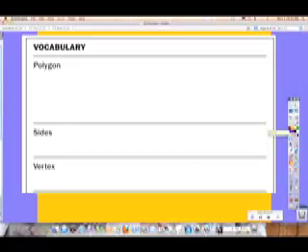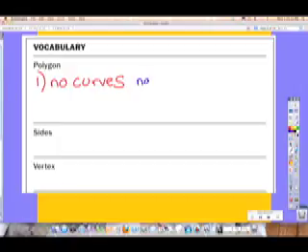So 1, no curves. I'm pretty sure Gearson said that. Has to be all straight lines. No curves. Let's do a non-example real quick. So non-example, this is not a polygon. Check, check, check. Whee! Not a polygon. It's got a curve.